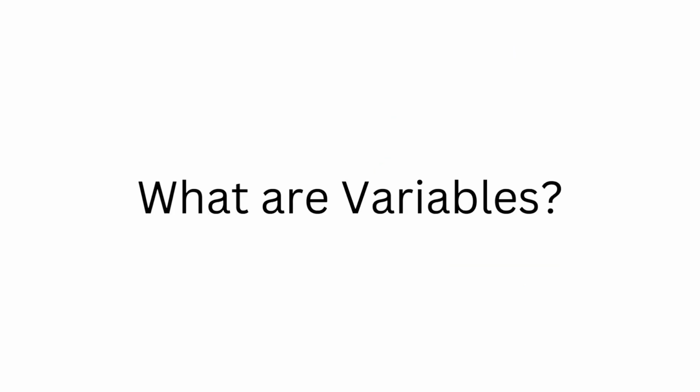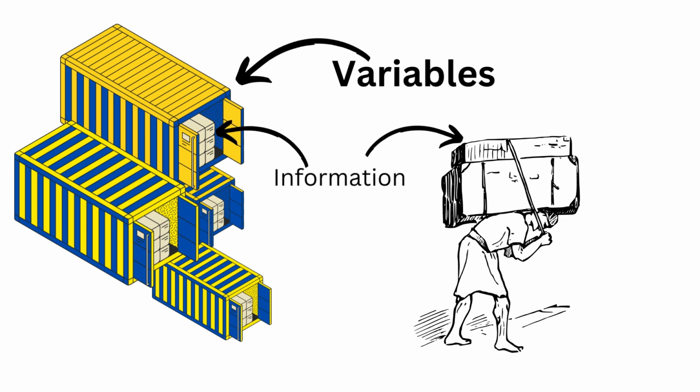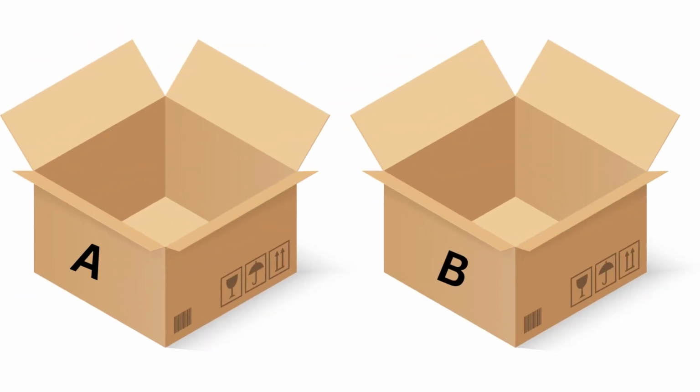What are variables? Alright, let's start with the basics. Imagine variables as containers that can hold different types of information. Think of them like labeled boxes where you can store numbers, text, or anything you want. These boxes make it super easy for your Python programs to remember and use values.